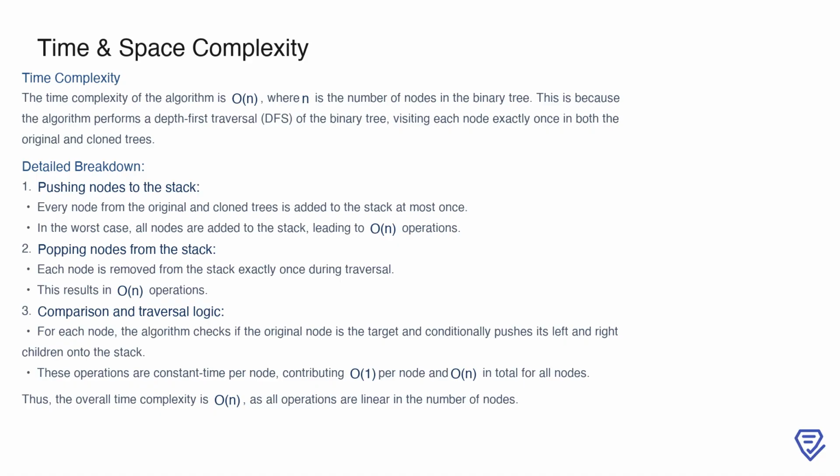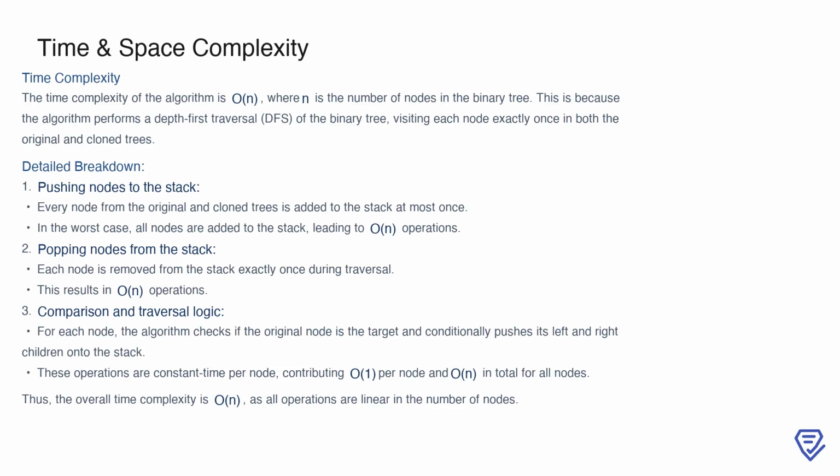Here, we analyze the time complexity of the algorithm. The algorithm uses a depth-first traversal, or DFS, to explore both the original and cloned binary trees. During this process, it visits each node exactly once in both trees. This means the total number of operations is directly proportional to the number of nodes in the tree, denoted as n, resulting in a time complexity of O(n).